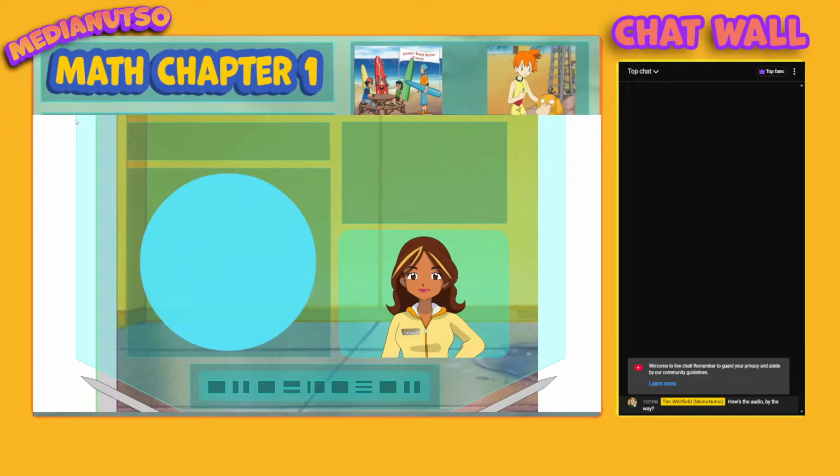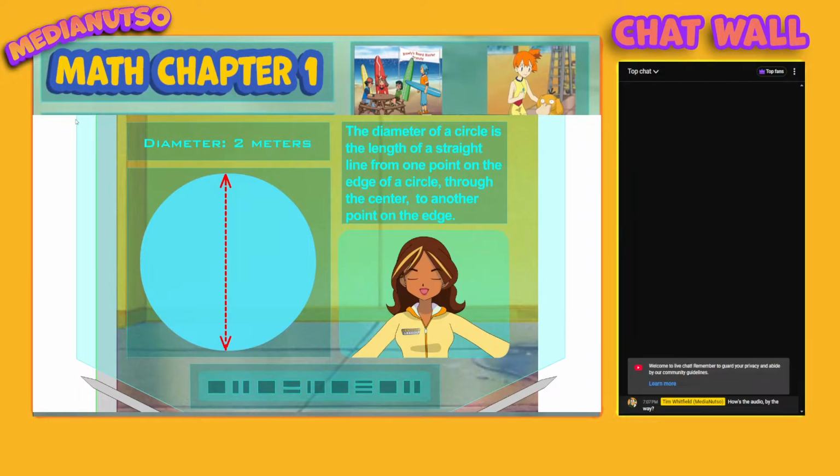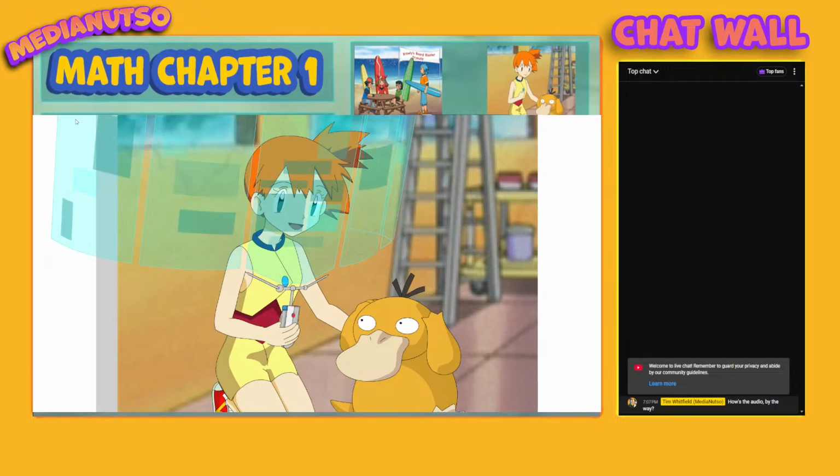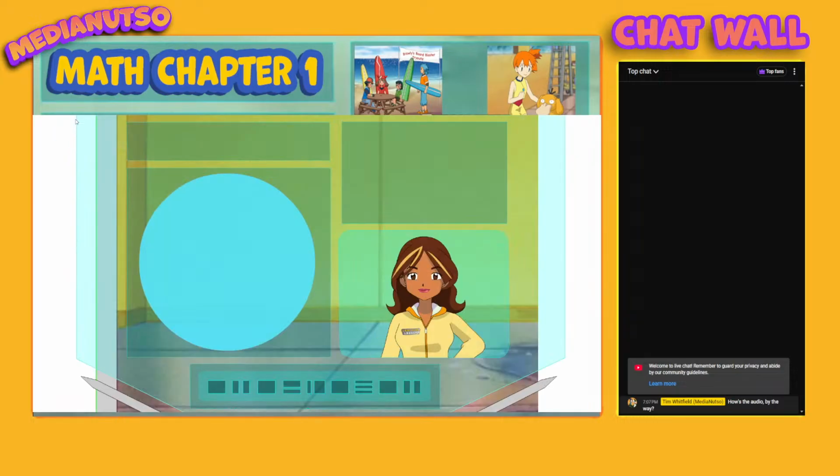Okay, so if it's 2 meters across, we say its diameter is 2 meters. Huh? Psyduck. Yep. The diameter of a circle is the length of a straight line from one point on the edge of the circle through the center of the circle to another point on the edge. Okay, so the diameter of the top of this tank is 2 meters? That's right. To find the area of the circle, though, we need to find the radius. Do you know what the radius of a circle is?